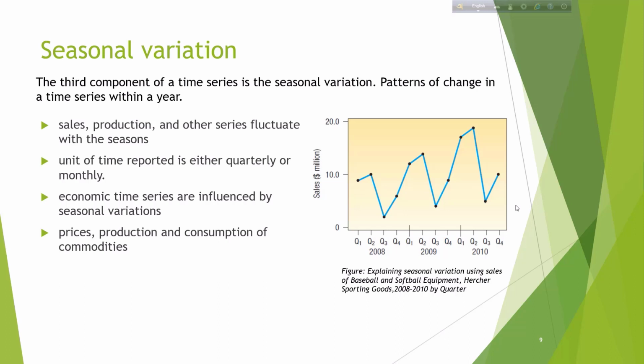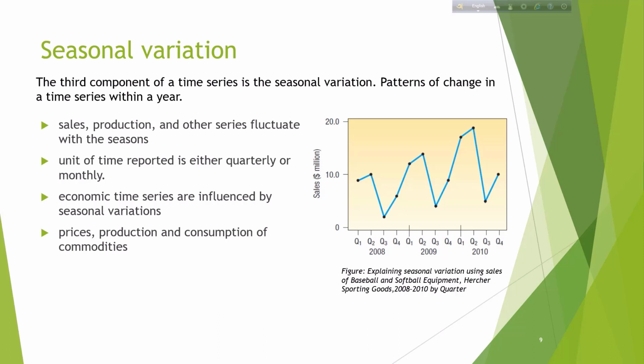Seasonal variation is patterns of change in a time series within a year. These patterns tend to repeat themselves each year. Many sales, production, and other series fluctuate with the season. The unit of time reported is either quarterly or monthly. Most of the economic time series are influenced by seasonal variations, like price, production, and consumption of commodities, sales and profits in a departmental store, etc.